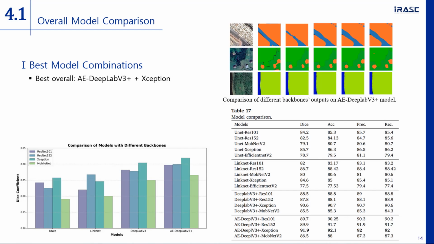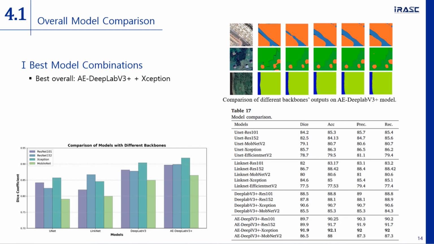The fourth part is results and discussion. From the overall model comparison, UNet with Xception achieved a Dice score of 85.7. LinkNet with ResNet152 achieved 86.7. DeepLab v3+ with Xception improved the Dice score to 90.6.